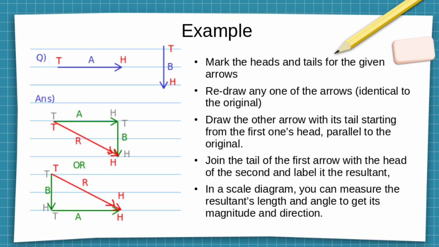Okay, I can also choose to draw vector B first, and then from the head of vector B I draw vector A. The resultant would be exactly identical to the resultant I've drawn in the first case. Okay, it would have the same magnitude, same direction. If this was a scale diagram, you could easily measure the length of the resultant and figure out the magnitude of the resultant, and you could measure the angle of the resultant using a protractor, and that would give you the direction of the resultant vector.